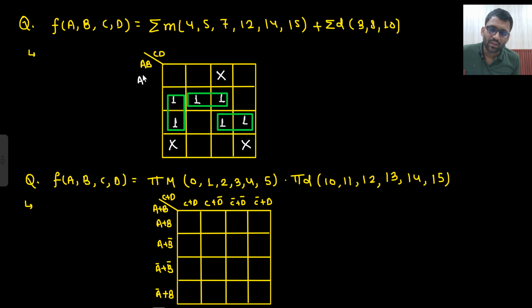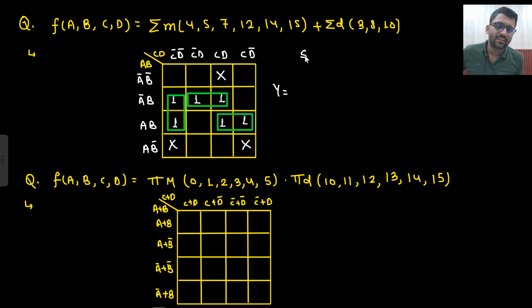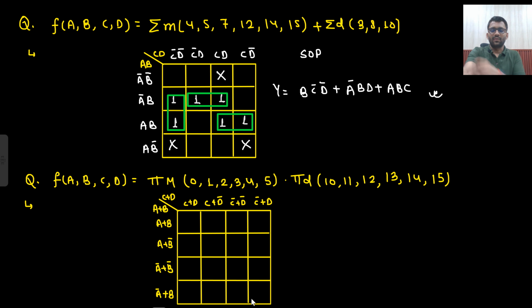Okay, so this is your A bar B bar, A bar B, A B, A B bar, C bar D bar, C bar D, C D, C D bar. So 3 pairs are there. And what is this? This is sum of product. So here B is constant, C bar D bar is constant: B C bar D bar, plus here A bar B, plus D, and here A B C. Okay, this is why. What about this one?